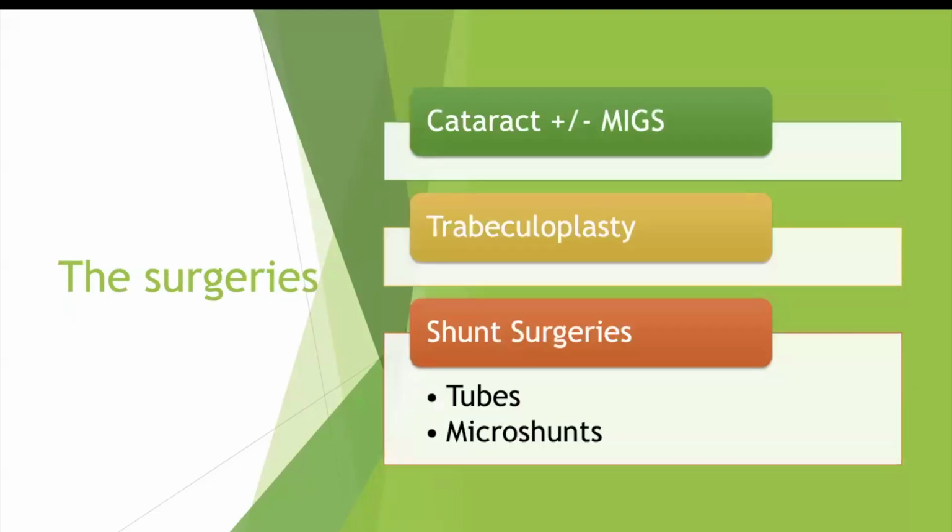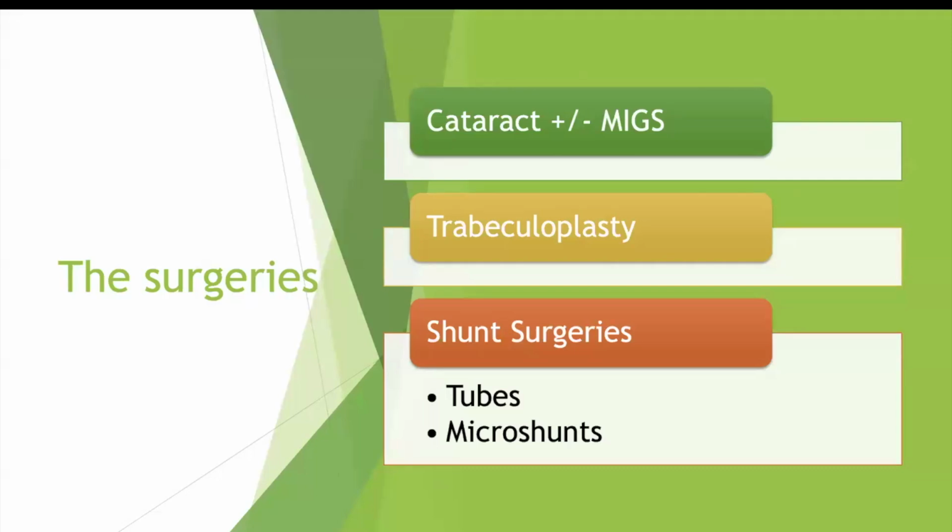Then your surgeries, and I'll go into this in a bit more detail. Essentially, you've got cataract plus or minus minimally invasive glaucoma surgery. I'll go into the general feeling with this a bit later. You've then got the traditional trabeculectomy, and then you've also got your shunt surgeries, tubes, and microshunts. These are probably the most common ones you're going to see in the UK at least, and these are the ones I'm going to talk about. It is by no means an exhaustive list.